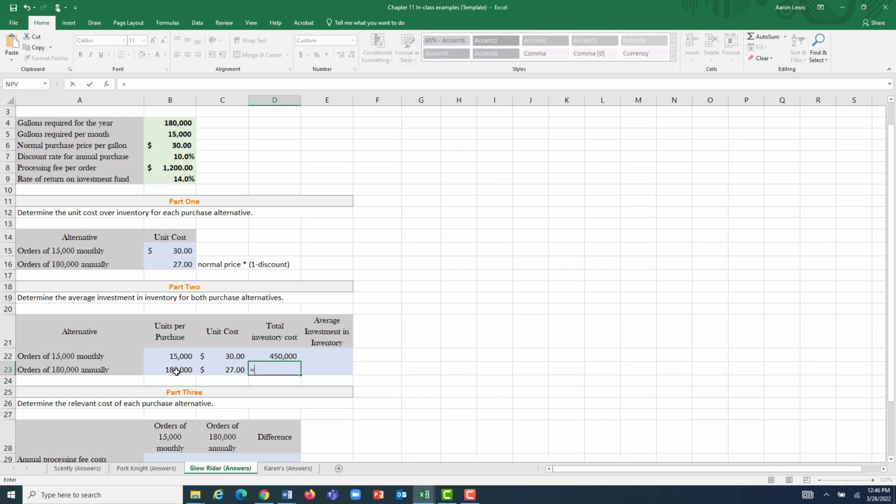If we order 180,000 gallons at once, a whole year's supply, get that discount and only end up having to pay $27 per gallon, we're going to have to spend $4,860,000 on that purchase of just a ridiculous amount of paint. What is our average investment in inventory? It is the amount of money that you would have tied up in inventory waiting to be sold on any one given day. And it operates under the assumption that you get a large amount at once when you make the purchase, be it monthly or annually.